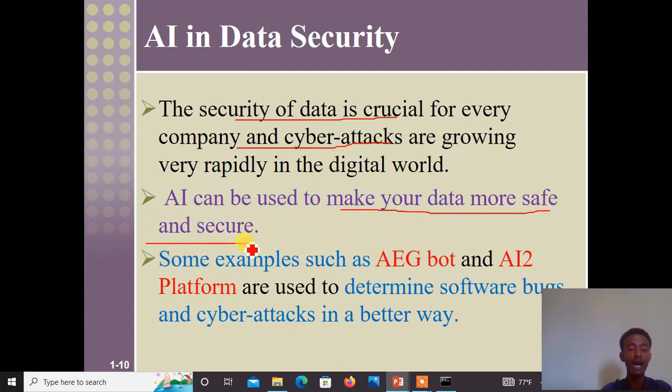Artificial intelligence can be used to make our data more safe and more secure. If we use artificial intelligence in order to manage our data, it will be more safe and more secure. We should adopt such a behavior.